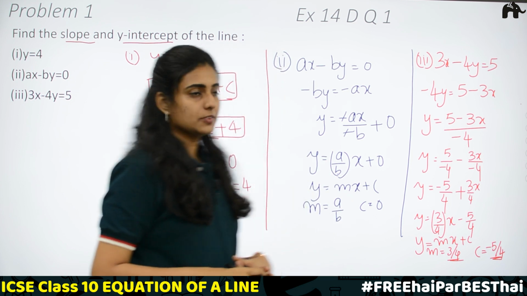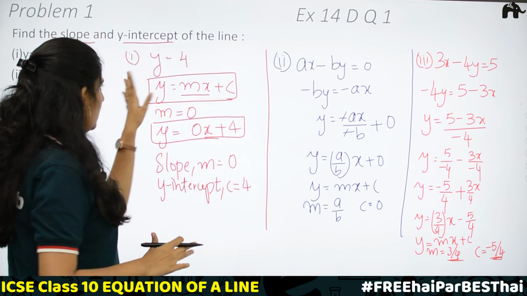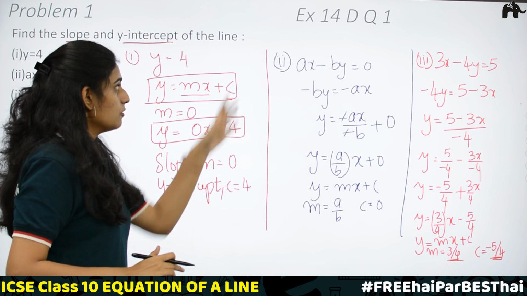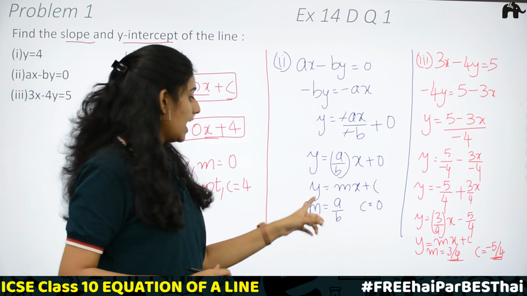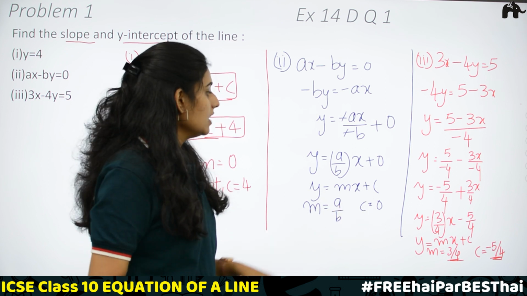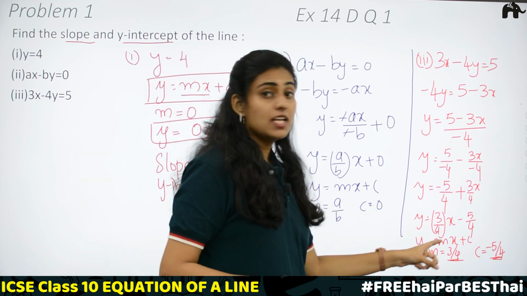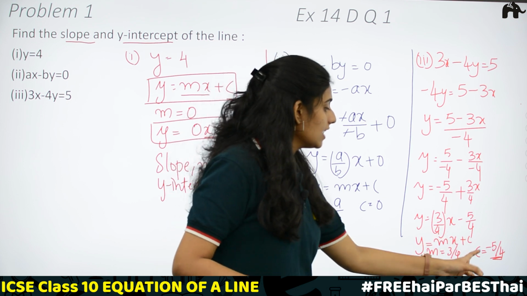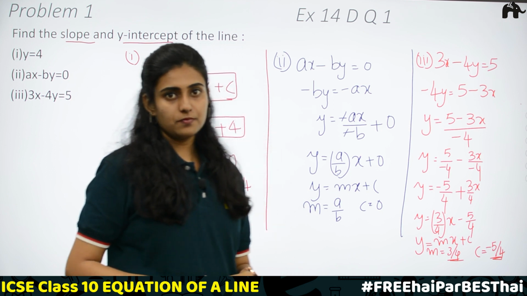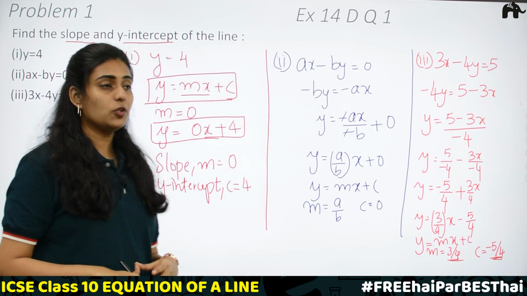Clear? So, for the first equation, we got slope m 0 and the y-intercept 4. For the second equation, we got slope m a by b and the y-intercept 0. Third equation, we got slope m 3 by 4 and the y-intercept c minus 5 by 4. Understood this? Let's move on to the next problem.